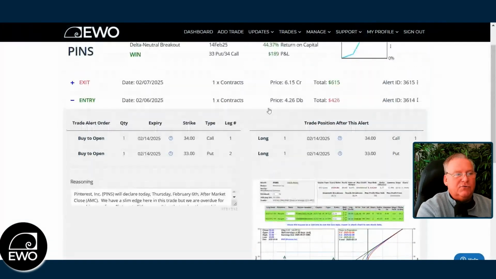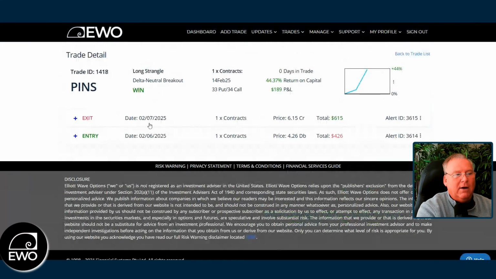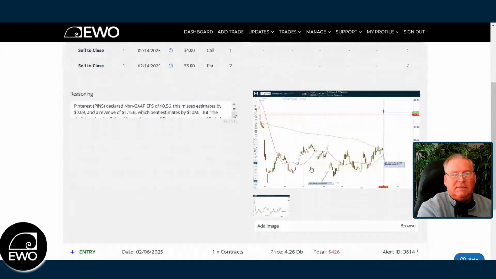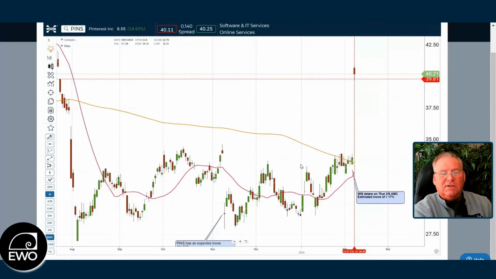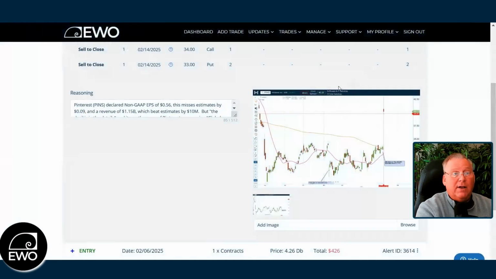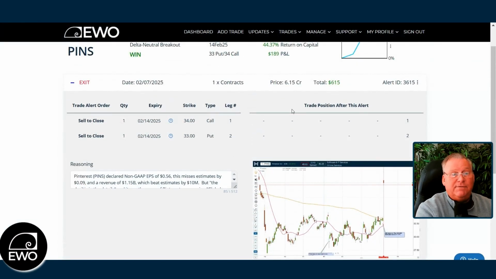And so the exit instructions were sent out on the following day on February 7th for a total credit of $6.15. Let's take a look here. You can see the chart on Friday, February 7th. Look at that gap up. The stock popped almost 20%, in fact, over 20%, and began to sell off. So we took our exit here at $40.21 was the price that we took our exit. And that generated that credit that you see here of $6.15.